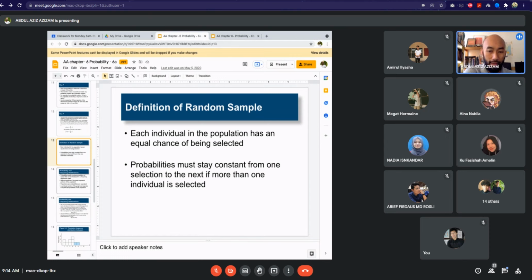Kenapa kita relate antara mereka ni? You all kena ingat balik the relationship between population and sample. The way we select sample from the population mestilah random sample. Okay, mesti ada kena mengena dekat sini. Kalau bukan random sample, kita tidak akan dapat the actual result yang boleh represent kepada population. Okay, kita kena gunakan random sampling.